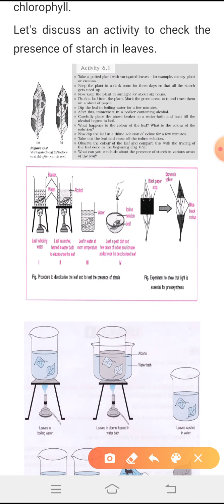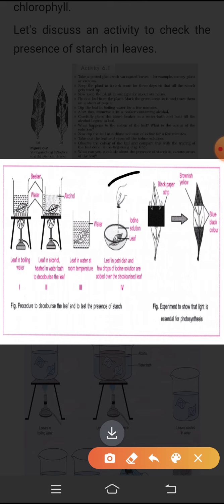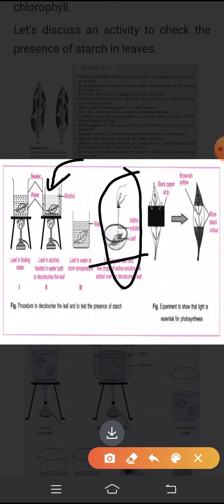For example, this picture I can show you, and it will help you understand the next procedure that I am going to tell you. Once the leaf is boiled and kept in the alcohol, I have removed it, washed the leaf and kept it in a bowl or a petri dish. Now I am going to add a few drops of iodine. See here, you can see the iodine solution is dropped on the leaf.